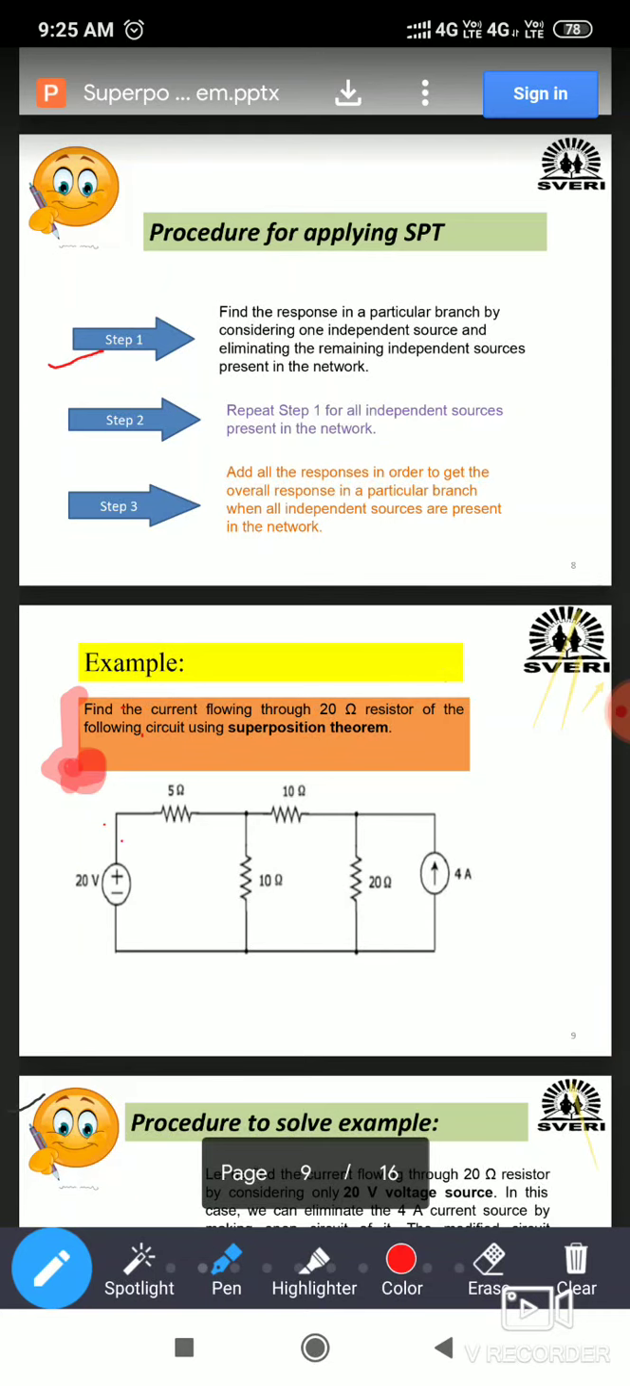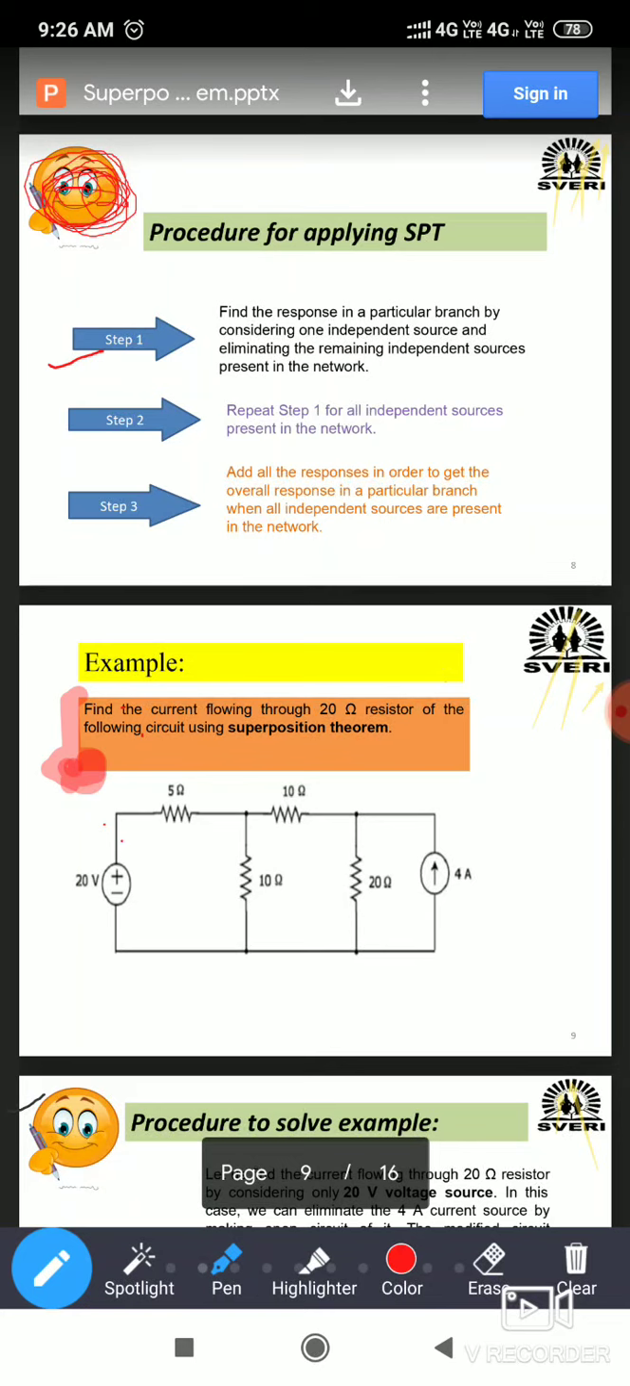Find the response in a particular branch by considering one independent source. So one independent source you can keep. Suppose I will give the example orally. The network consisting of two sources only. One is the voltage source and another is the current source. Both are independent. So if you are finding current passing through a particular resistor, in that case keep one independent source as it is, that is, the voltage source you can keep as it is.